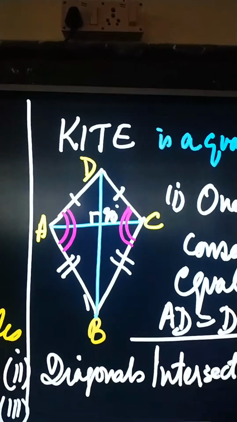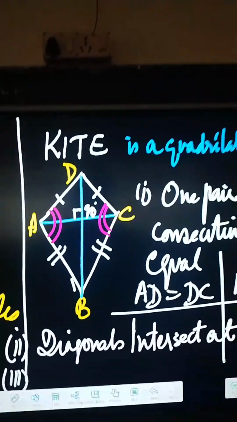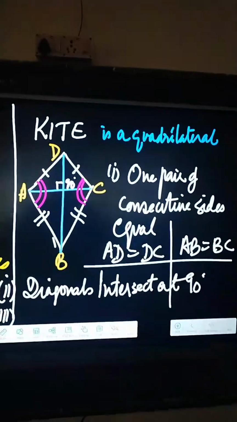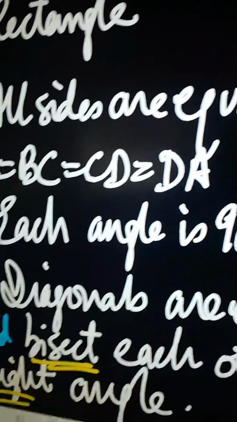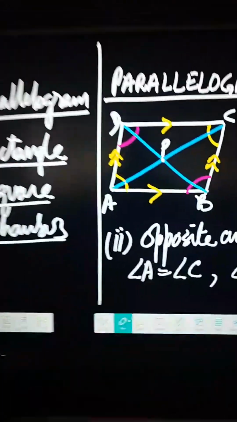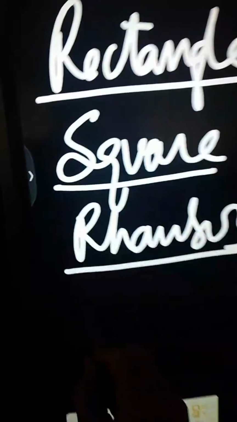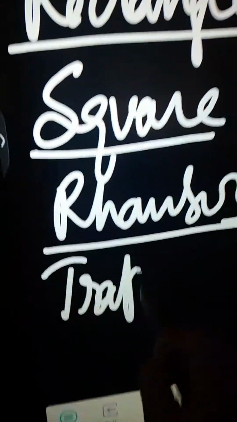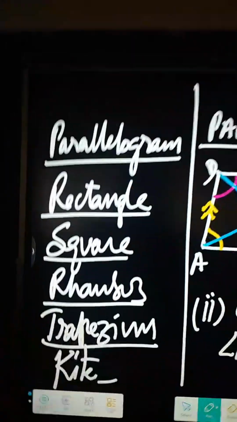So these were the special quadrilaterals and the properties which are given. These properties are used in the exercise. So when you use this property, you can take a screenshot of this. We did parallelogram, rectangle, square, rhombus, then we did trapezium, and then we did a kite. These are the special quadrilaterals.